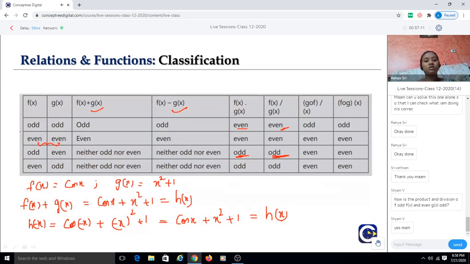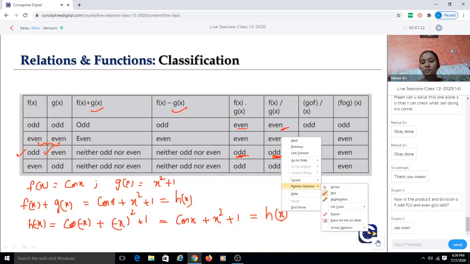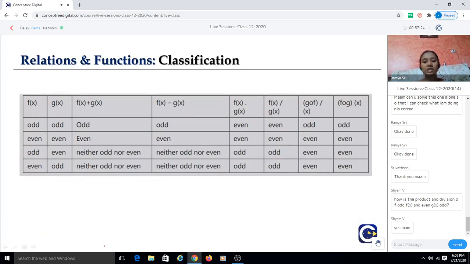Okay, so the next case is one function odd and one function even, that is f of x is an odd function and g of x is an even function. So we'll just do this with respect to an example, that is the easiest way. So let us take our function f of x is equal to sin x, here they have taken an odd function, and g of x is an even function, so I'm taking it as cos x, right?